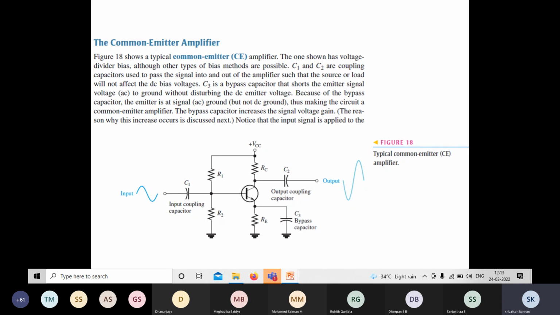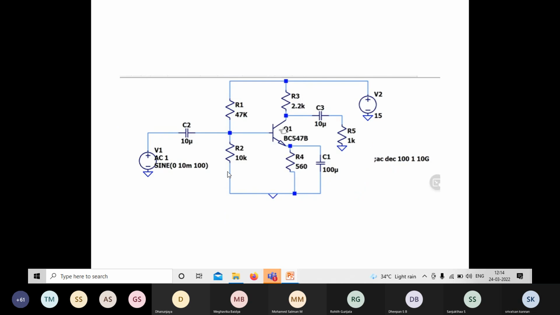So no need to bother about it. We are going to basically test the amplifier circuit in the lab. The theory will be discussed in the class, so no need to bother about the theory. I'm just explaining the use of the bypass capacitor, output coupling capacitor, and input coupling capacitor. So this is the basic arrangement.